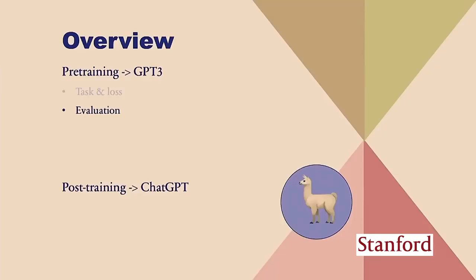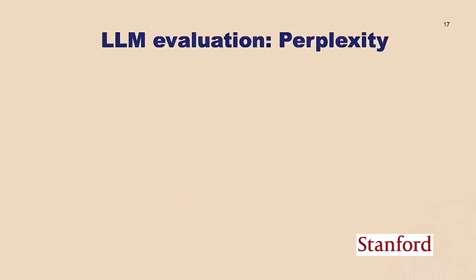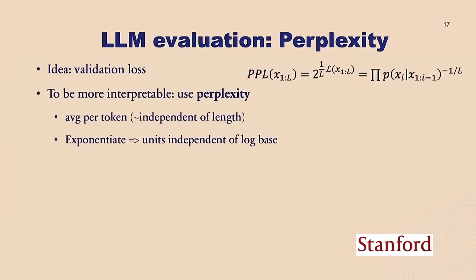Great. So we talked about the task, the loss, the tokenizer. Let's talk a little bit about evaluation. The way that LLMs are usually evaluated is using what we call perplexity. At a high level, it's basically just your validation loss. The slight difference is that we use something slightly more interpretable: we use the average per token loss, and then you exponentiate it.